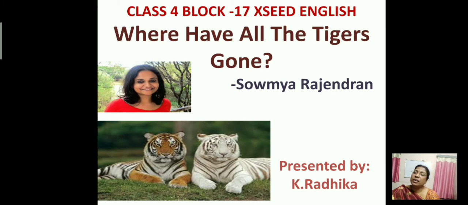Before we read the lesson and know the keywords, let us know about Sowmya Rajendran. Sowmya Rajendran was an Indian writer. She has written over 20 books. She is the winner of Sahitya Academy's 2015 Bal Sahitya Puraskar. Now let us know the keywords, children.